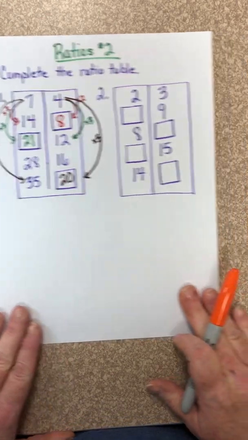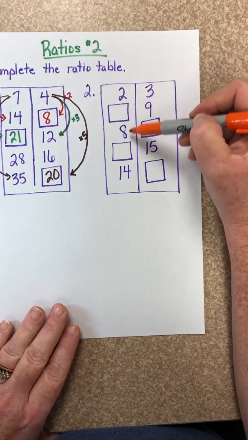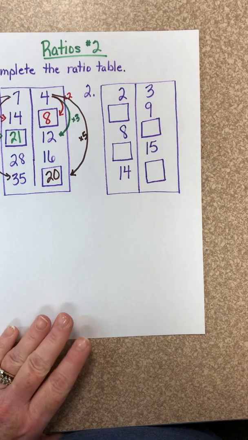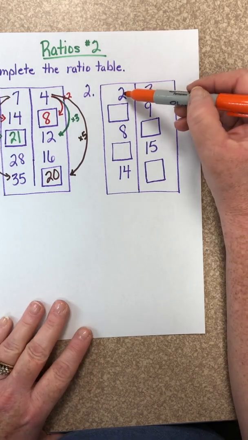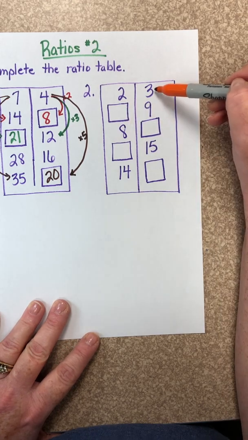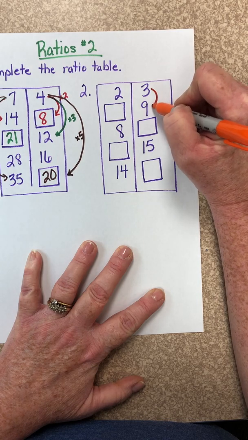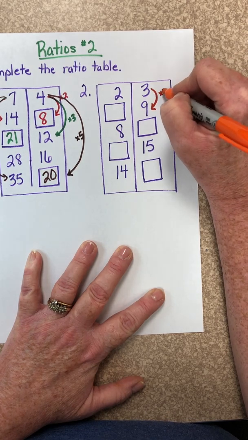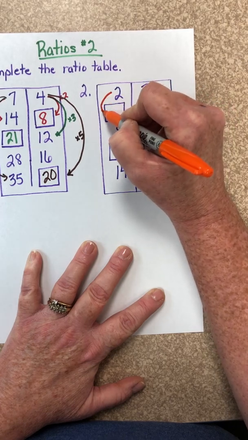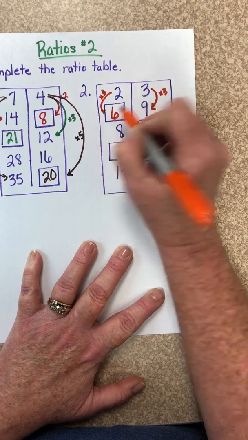Let's look at the second table. We're starting with 2. 2, fill in 8, fill in 14. 3, 9, fill in 15, fill in. Here we go. What do I do to 2 to get to this? I don't know yet. So let's go over here. 3 to 9. What do I do to 3 to get 9? Times by 3. 3 times 3 is 9. So I'm going to do the same thing here. 2 times 3 is 6.